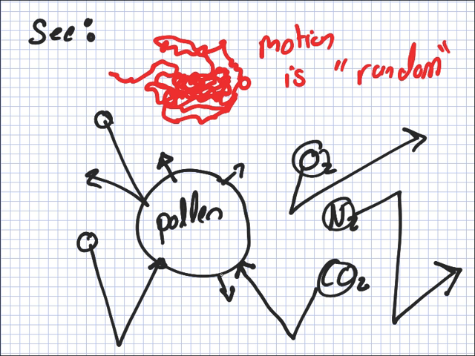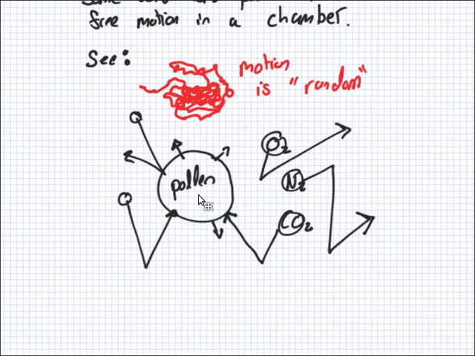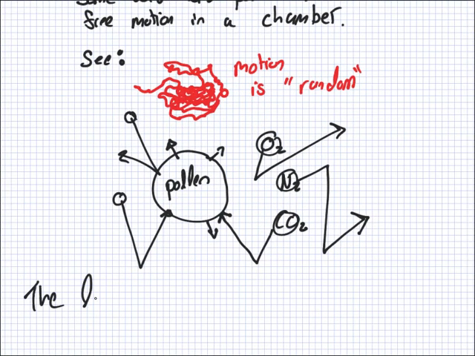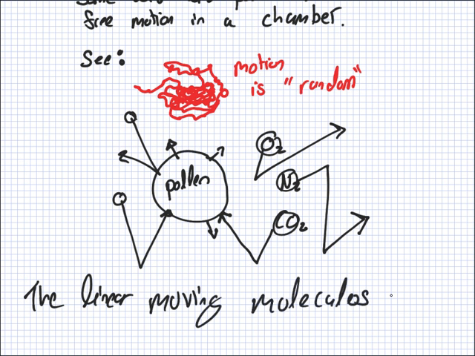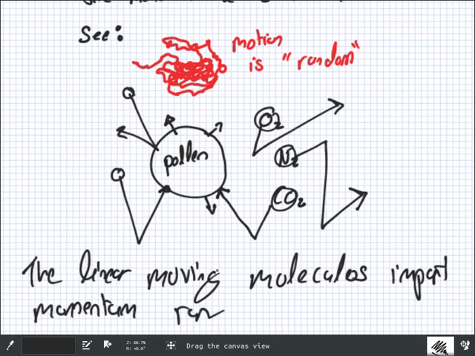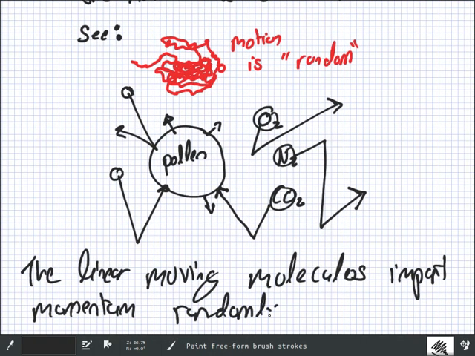It's caused by the atoms you can't see giving their momentum to the pollen. Sorry, I keep saying atoms, molecules, O2 and N2. So you can say the linear moving molecules impart momentum randomly on the pollen.